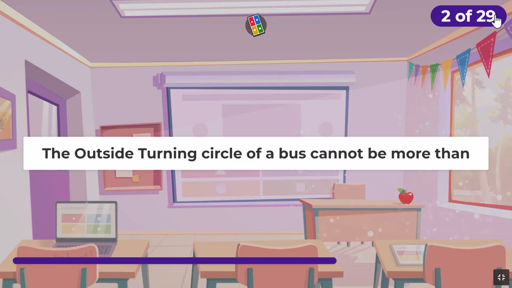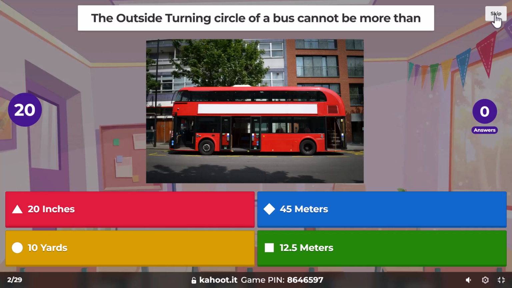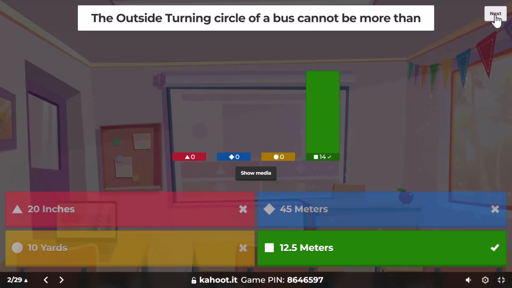Outside turning circle of a bus cannot be more than... As I said, of all these questions, there's always two answers you can just immediately eliminate. Obviously not 45, that would be crazy. And obviously not 20 inches, that would be tiny. So you can just eliminate those two anyway, if you had no idea. And then you'd be left with a 50-50.